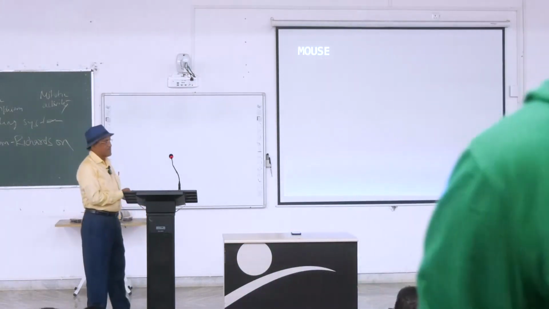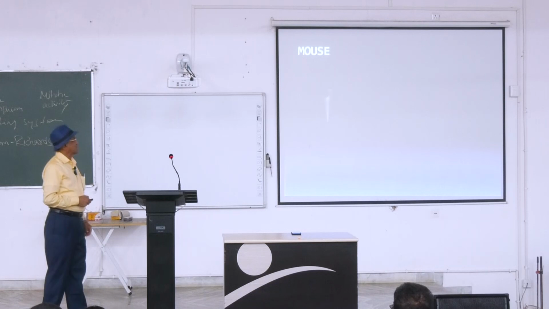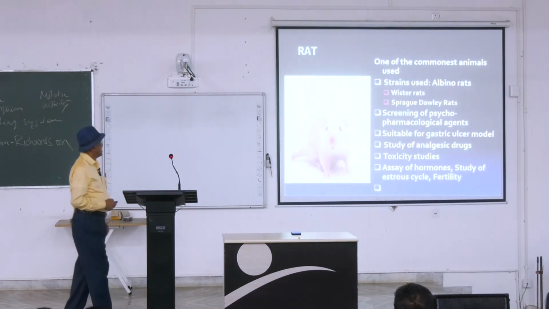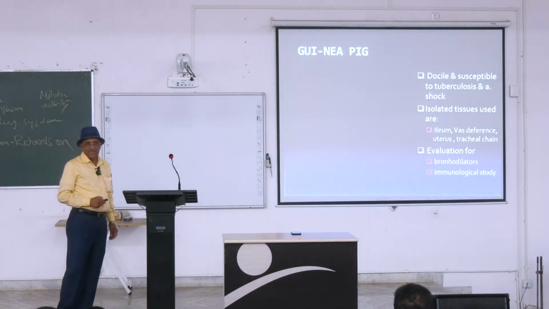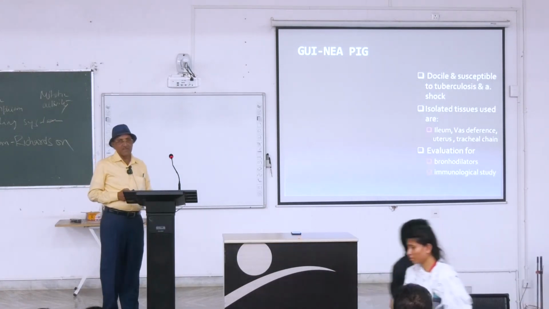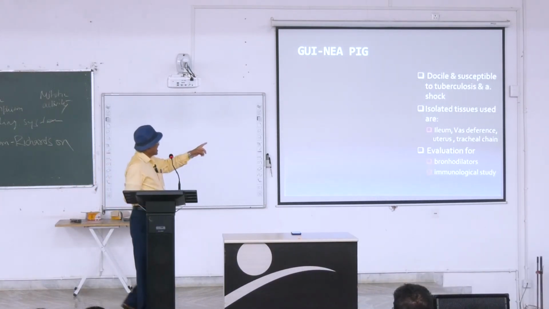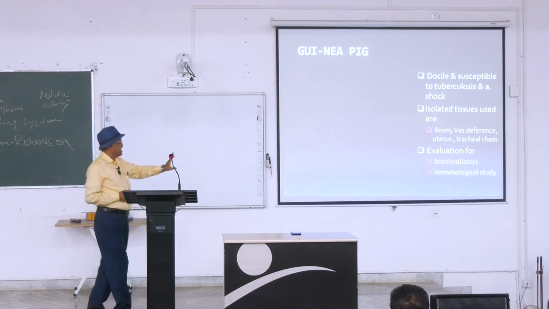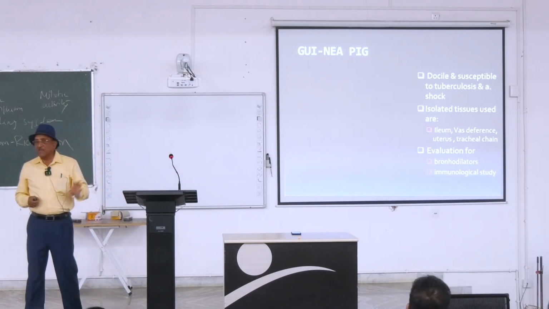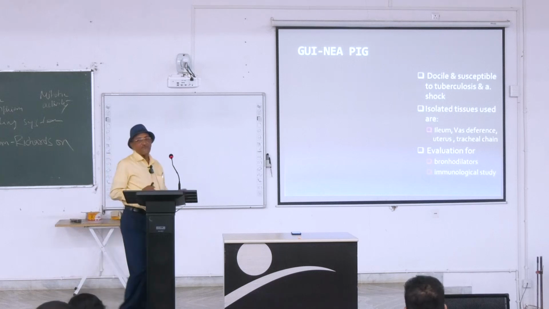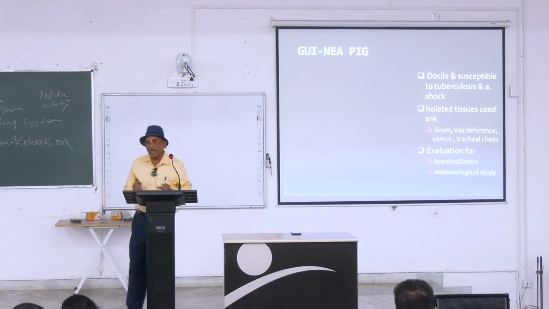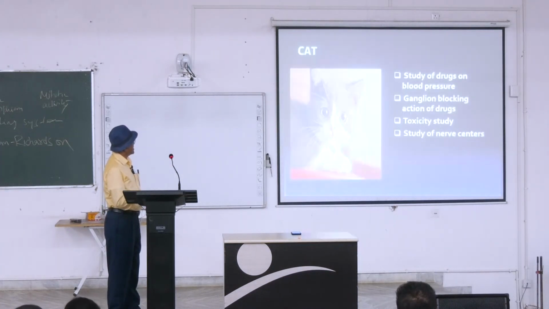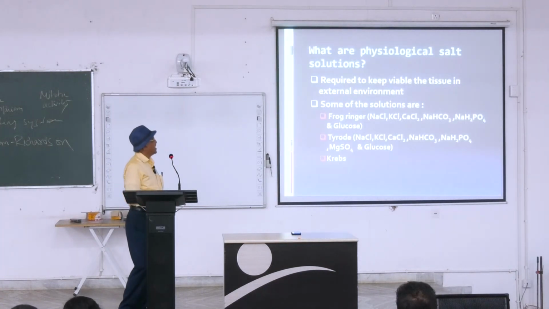These are some common examples, most important and widely used: the mouse, then rat, albino rats, then guinea pig. In the guinea pig, which is docile and susceptible, isolated tissues are used mainly, that is the ileum, vas deferens, uterus, tracheal chain. These are meant for evaluation of bronchodilator drugs and for immunologically active drugs. So that's why different types of animals are used. Rabbit, cat, dog and mouse.